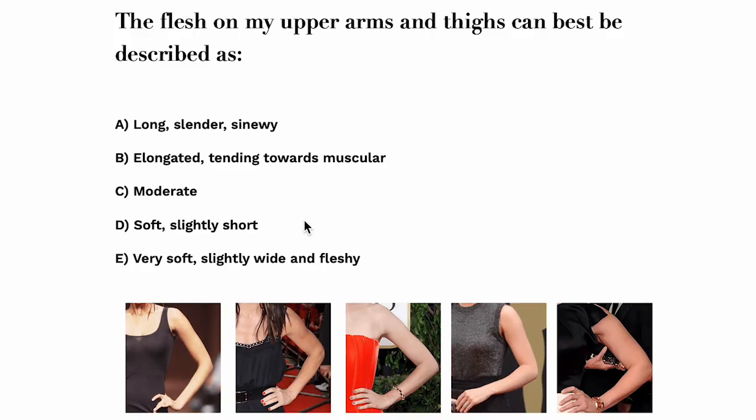What best describes the flesh on your upper arms and thighs? Squishy. So very soft, slightly wide and fleshy. Yeah, 100% E. So that is 9E.